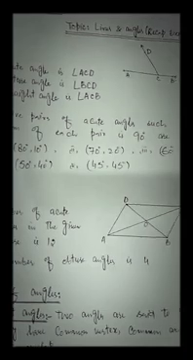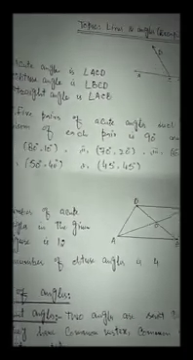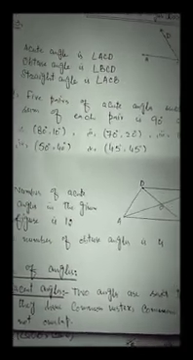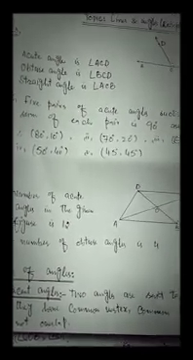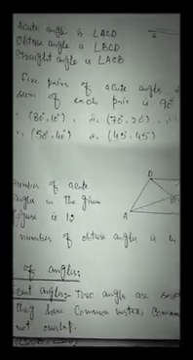Question number 5 is, write the number of acute angles and obtuse angles in the given figure. We just have to write the number. We need not mention the angles. We know the angles whose measure lies between 0 degree and 90 degree are called acute angles, and the angles whose measure lies between 90 degree and 180 degree are called obtuse angles. So it is very simple.